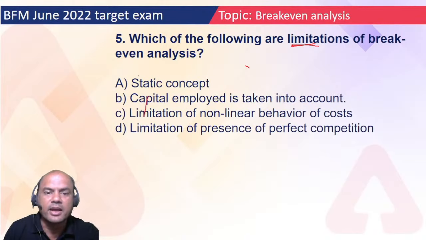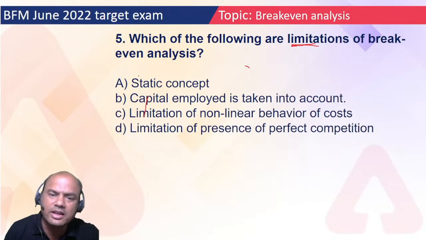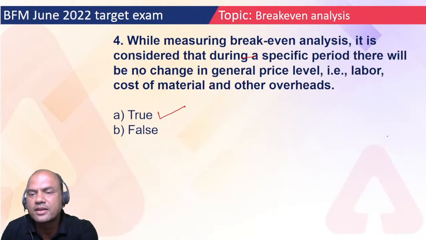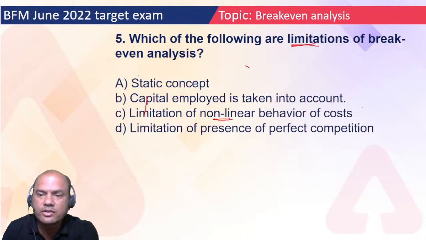Okay. Capital employed is taken into account. Capital employed, is this a limitation? Capital employed we have to take into account, right? Because that's what is the fixed cost. Limitation of non-linear behavior of cost. This is not there. Did we see it? Just now we saw it over here. See this. This is linear, straight line, right? So this is not there. So this is out.